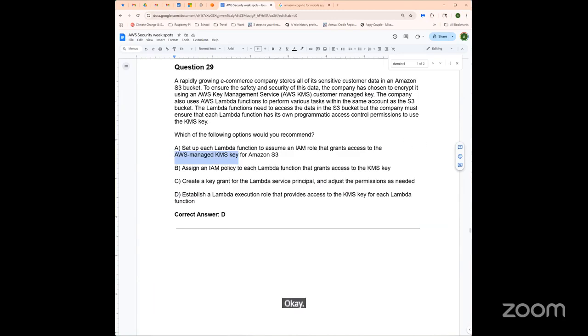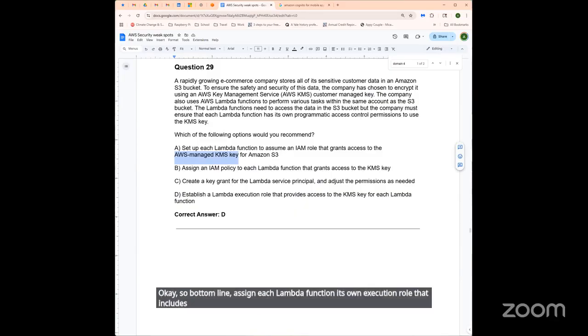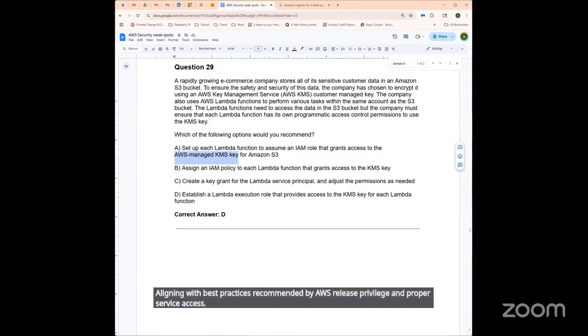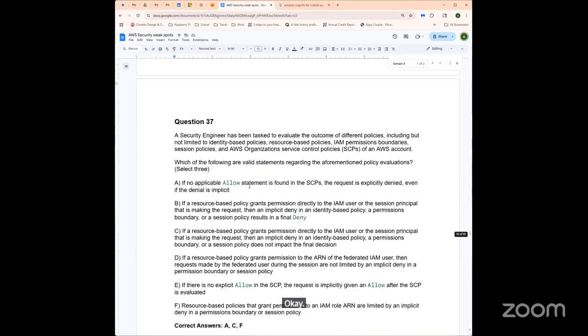So bottom line, assign each Lambda function its own execution role that includes KMS permissions, aligning with best practices recommended by AWS for least privilege and proper service access. Okay, and then let's see, next question.